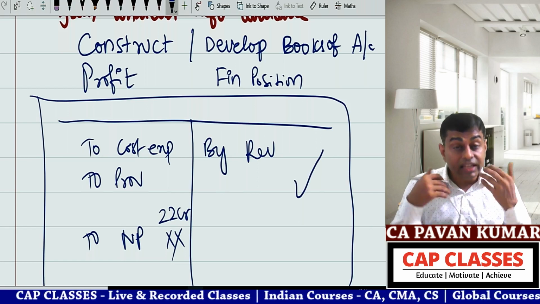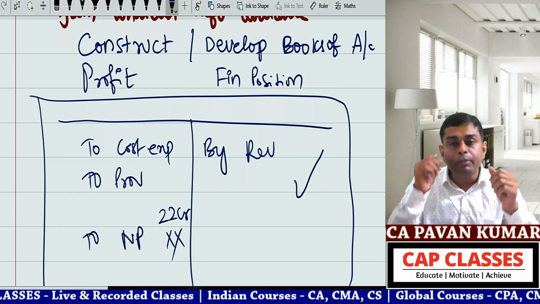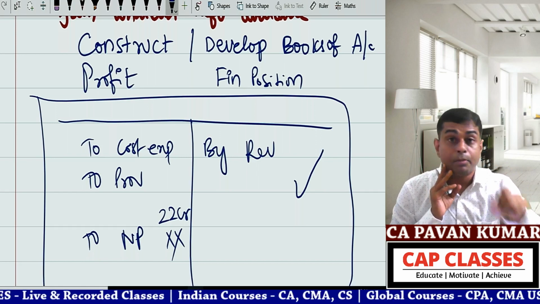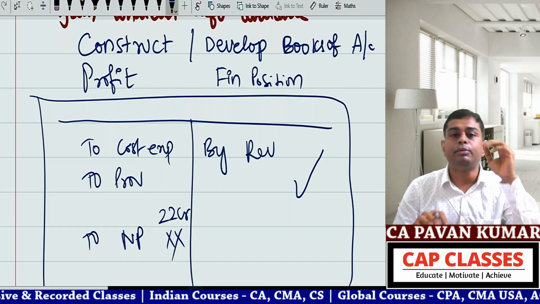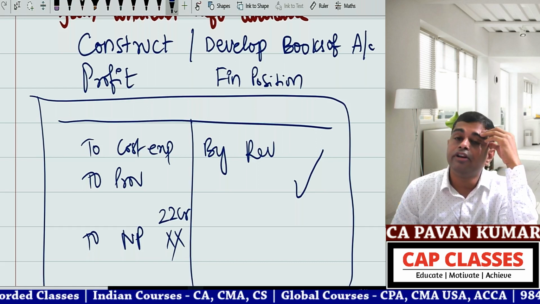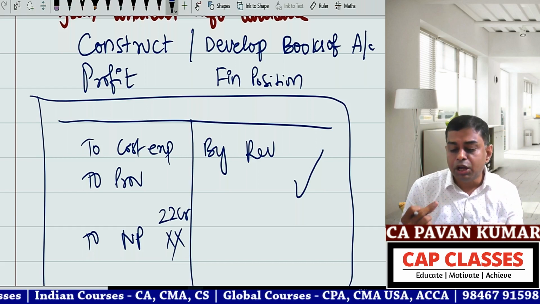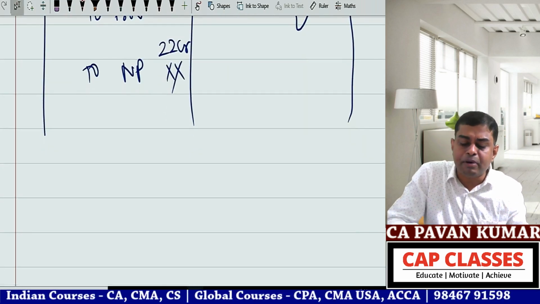If it is a single entry system, when incomplete records are there, you cannot prepare this kind of P&L to determine profit, but still you need to determine profit. You are thinking of how to determine profit. Then your mind gave you one super idea.